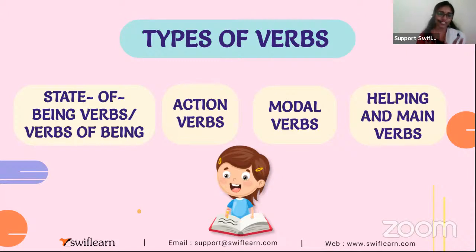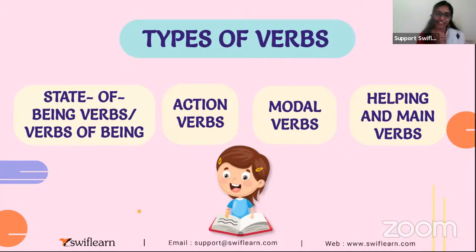I hope the definition of verbs is clear. A verb is nothing but an action. But do we want to know about the types of verbs? Yes, it's very necessary when we talk about verbs. So we have 4 different types of verbs. The first type is the state of being verbs. As we have already said, something is existing, that does exist. So that type is called the state of being verbs.